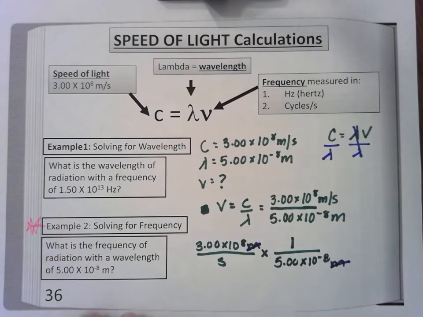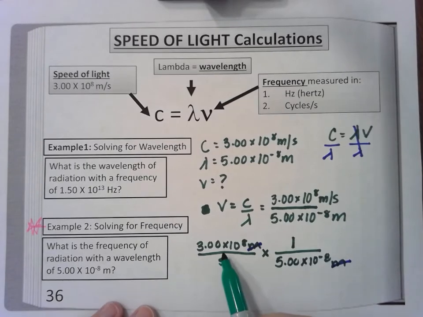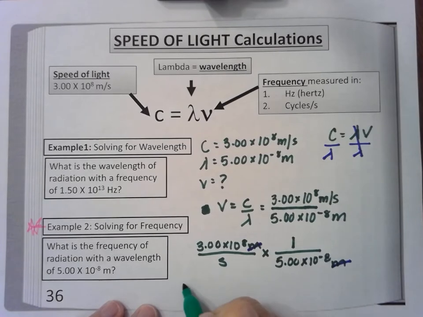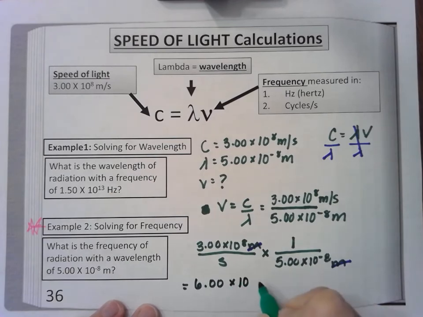I have to consider significant figures again. We are dividing 3.00 times 10 to the 8th by 5.00 times 10 to the negative 8. So I'm going to look at the coefficients and tally up how many sig figs each number has. They both have 3, so I need to report 3. 6.00 times 10 to the 15 is what I got.